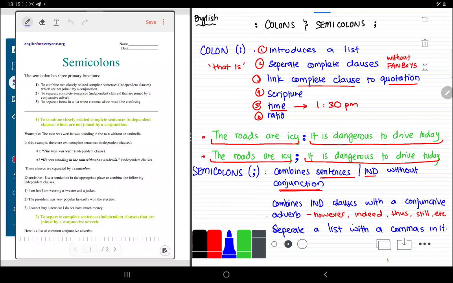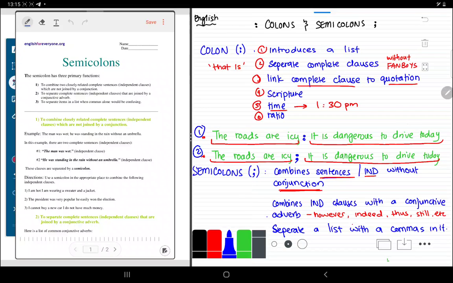If you note the difference between the verbal language of these two sentences, taking the first sentence, the roads are icy, colon, it is dangerous to drive today, you will note that it feels like more direct speech, or more concrete speech. While if you note the use of the semicolon in the second sentence, the roads are icy, semicolon, it's dangerous to drive today, you are phrasing it more gently, or in a more conversational way, right? So it's up to you which one you want to use. It depends on the language that you are using in your writing.